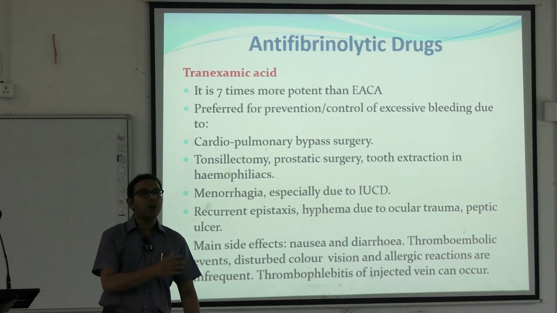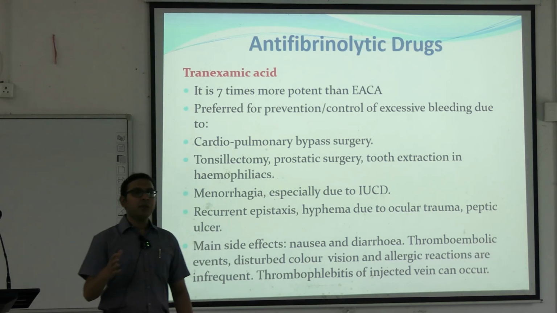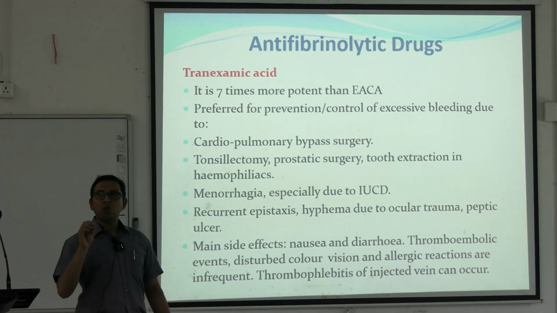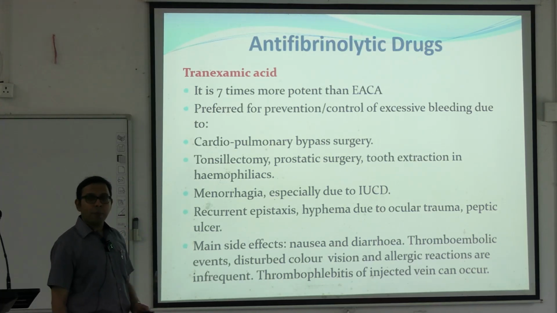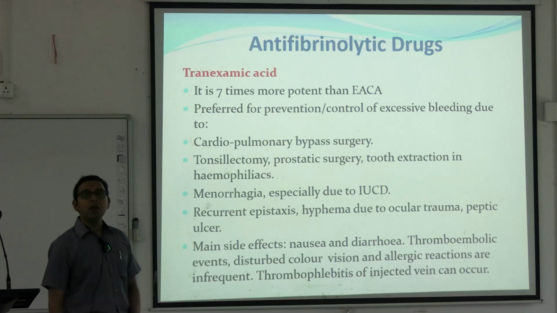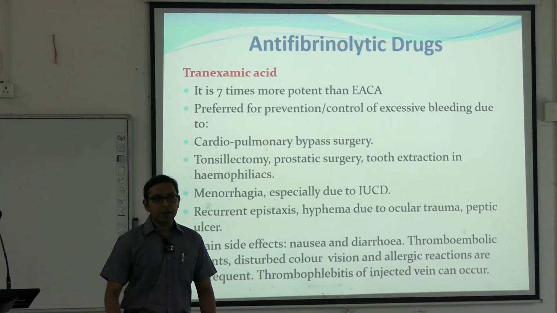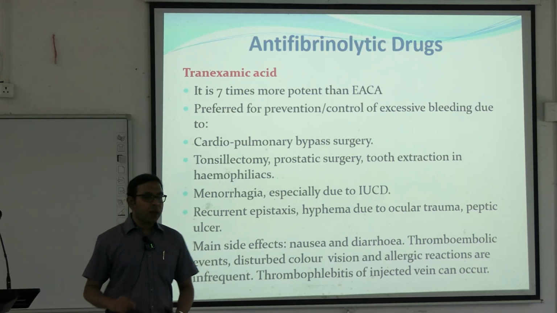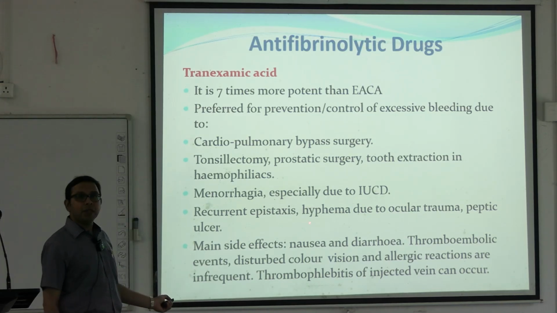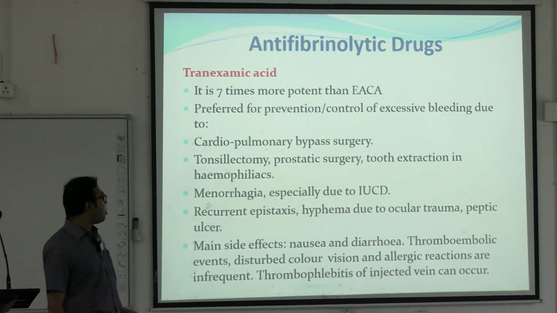In the previous class we already discussed hemophilia, Christmas disease, deficiency of the clotting factors. So in these cases we can use this. Menorrhagia, that is increased menstrual blood loss, particularly due to the use of an intrauterine copper device, can be treated with it. Recurrent epistaxis, hyphema due to ocular trauma, bleeding peptic ulcer: in these cases we can use tranexamic acid.